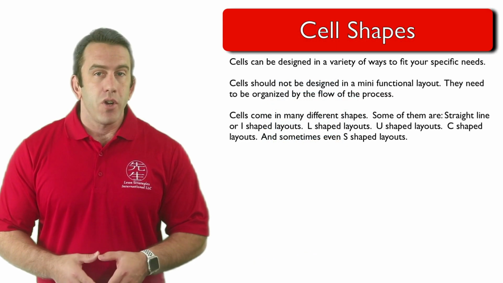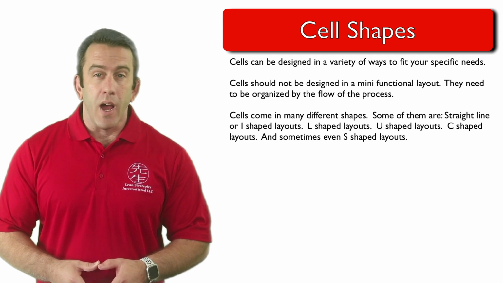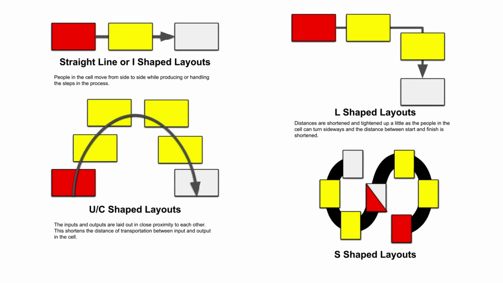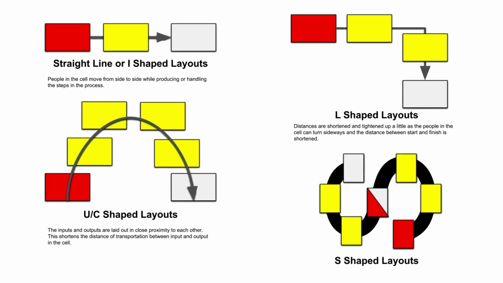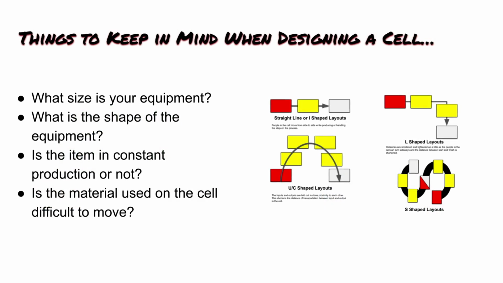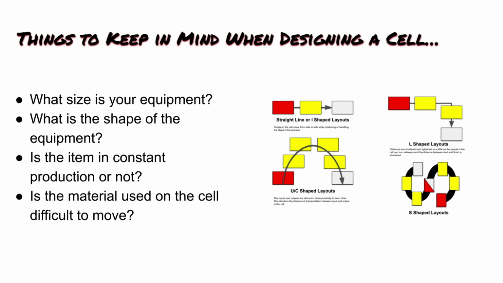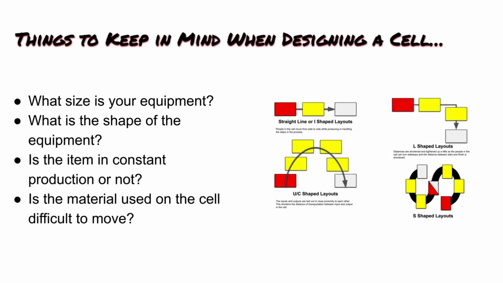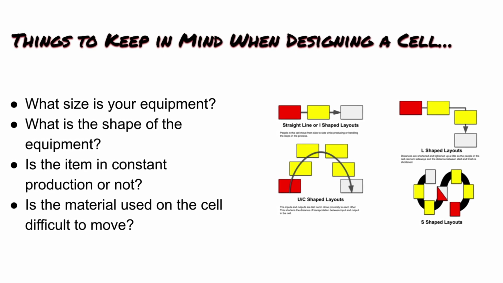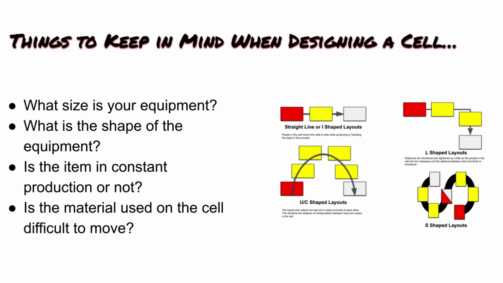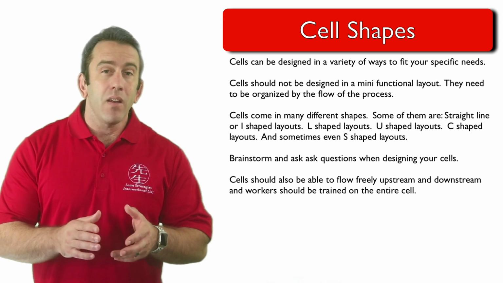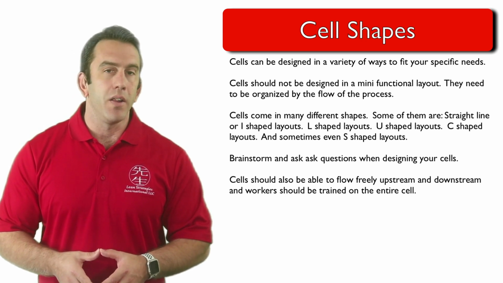While there are many different shapes, cells are most commonly organized in straight line, I-shaped layouts, L-shaped layouts, U-shaped layouts, C-shaped layouts, and sometimes even S-shaped layouts. Some things to keep in mind when designing your cells are what size are your equipment, what is the shape of the equipment, is the item in constant production or not, and is the material used on the cell difficult to move.